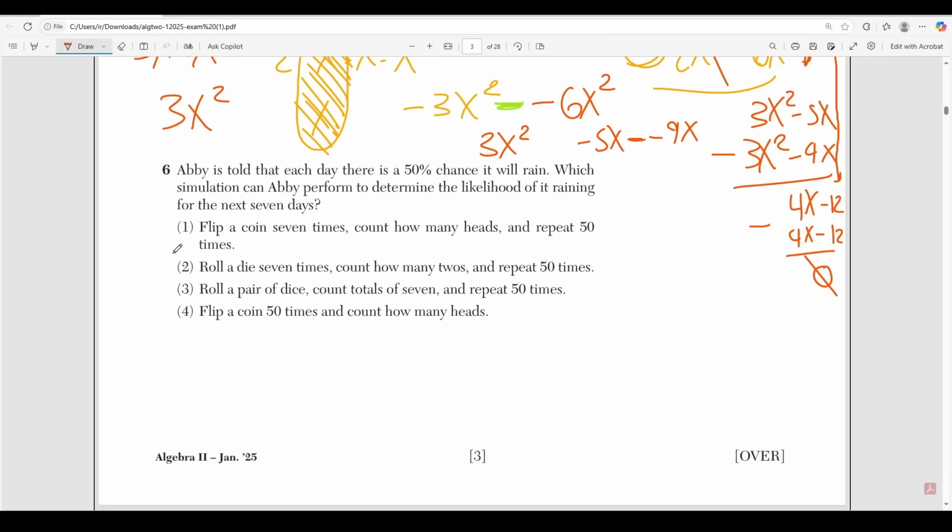Number 6 says, Abby is told that each day there's a 50% chance it'll rain. Which simulation can Abby perform to determine the likelihood of it raining for the next 7 days? Okay, so we're modeling it. Our answer choices are modeling it with a coin flip or rolling a pair of dice, right? So let's think about it.